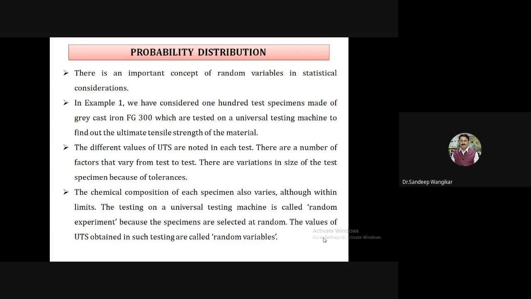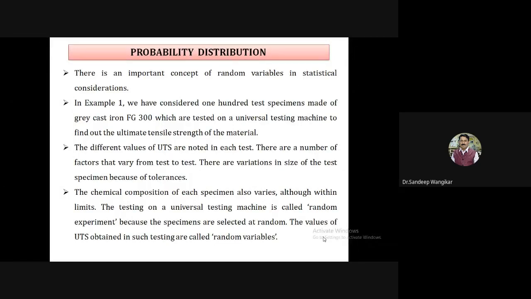This is an important concept of random variables in statistical consideration. We will take one example. In that example, 100 test specimens made of gray cast iron FG300 are tested on a universal testing machine to find out the ultimate tensile strength. So we have the ultimate tensile strength of 100 materials. The different values of ultimate tensile strength are noted in each test.